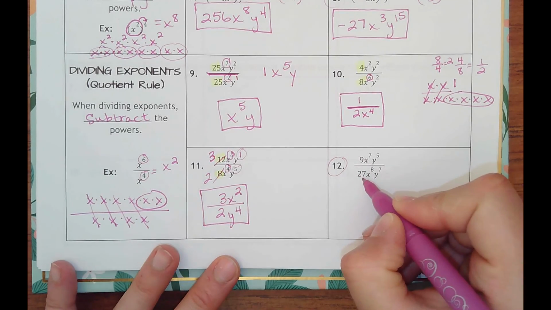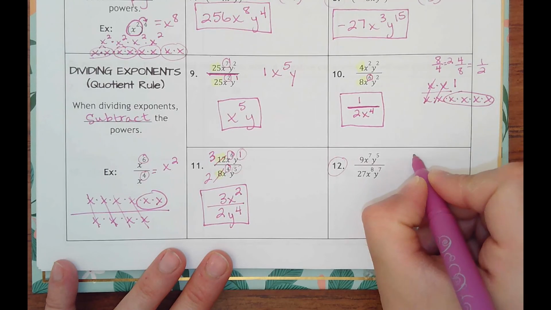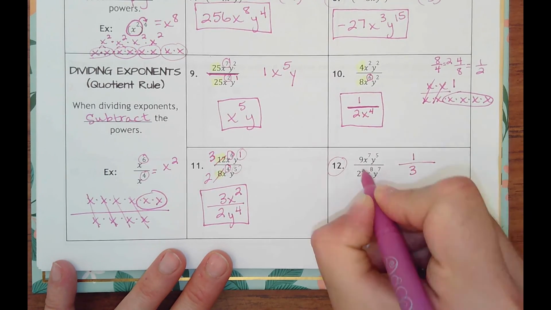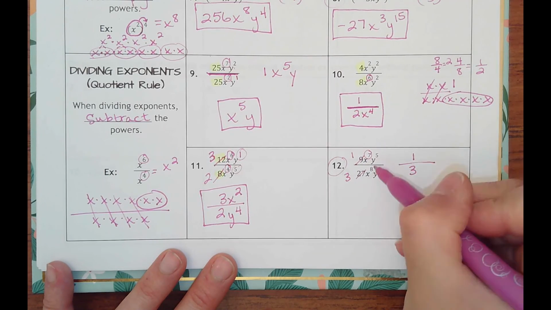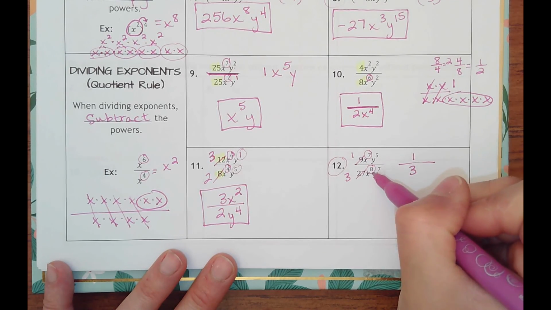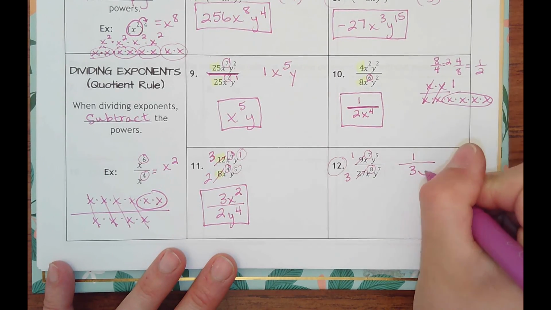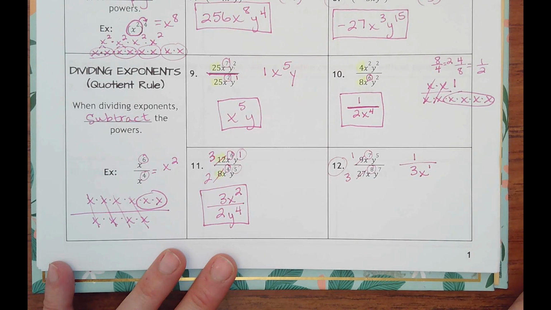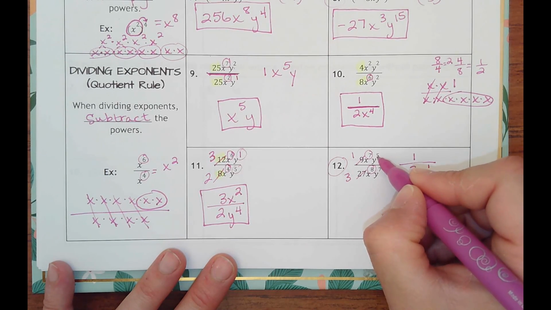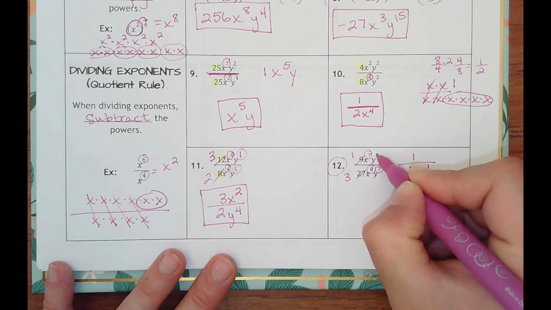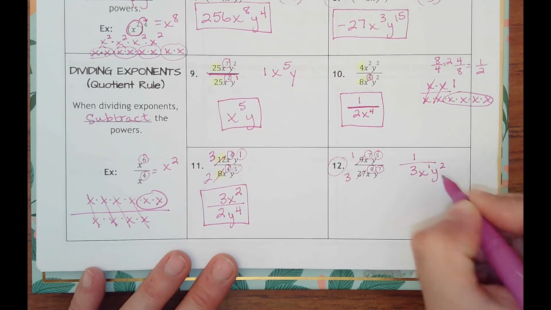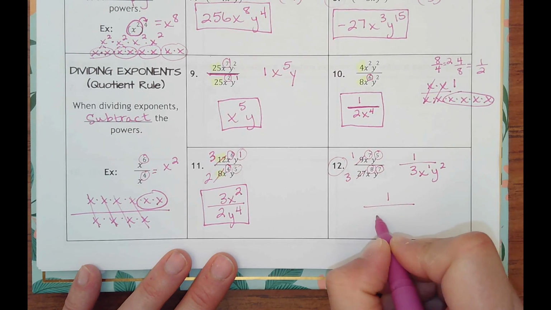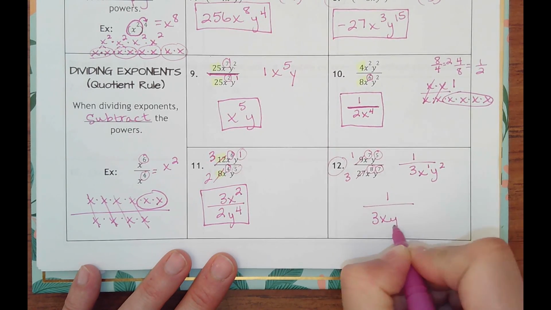All right, 9 over 27, that's the same thing as 1/3, because they can both divide by 9. Okay, 7 and 8, let's see, 8 minus 7 is 1, but the bigger number's on the bottom, so I'd have x to the 1st on the bottom. And then I have 5 and 7. 7 minus 5 would be 2, and that would go on the bottom. I don't need that 1, so I got 1 over 3xy squared.